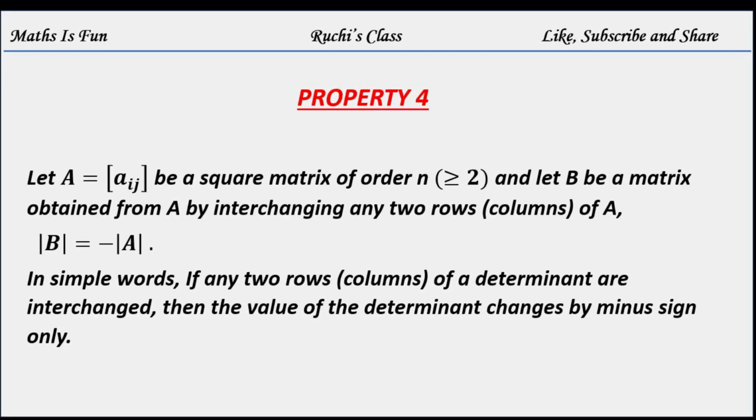Property fourth. Let A = [aij] be a square matrix of order n greater than or equal to 2, and let B be the matrix obtained from A by interchanging any two rows or columns of A. Then determinant of B is equal to minus determinant of A. Conventionally, how can we say this property? If any two rows of a determinant are interchanged or any two columns are interchanged, then the value of the determinant changes by minus sign only.